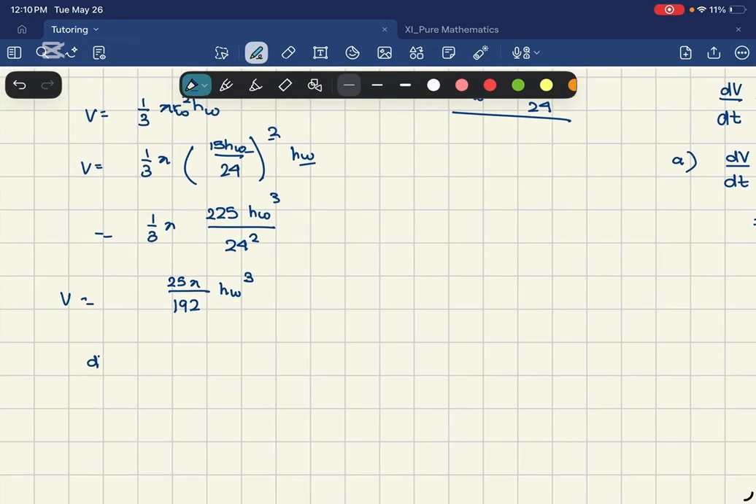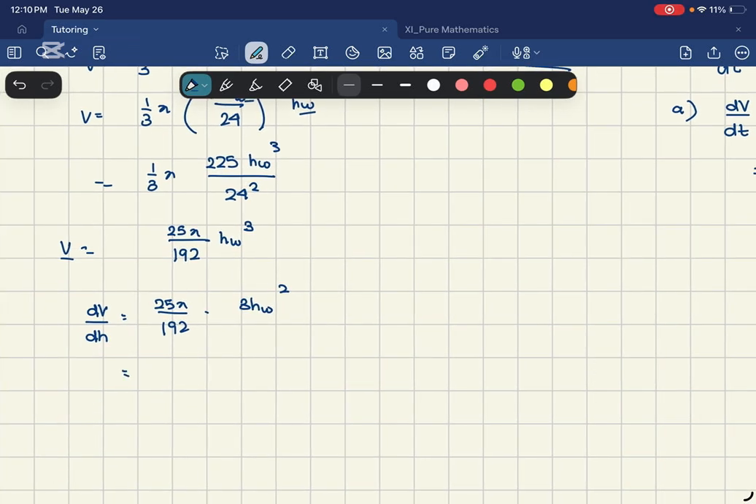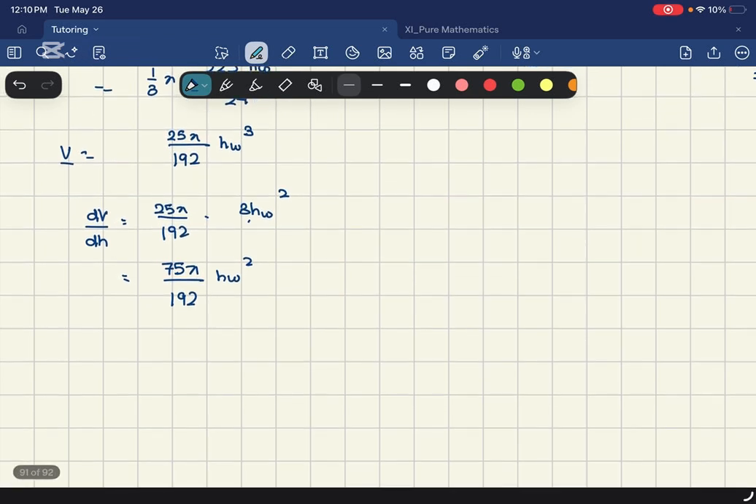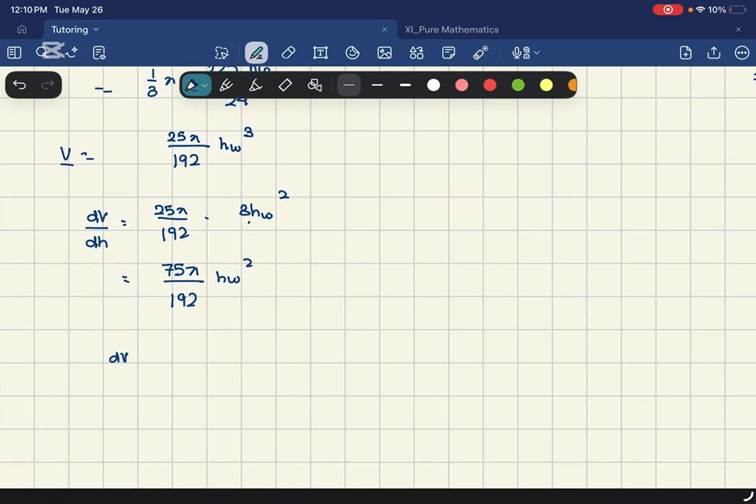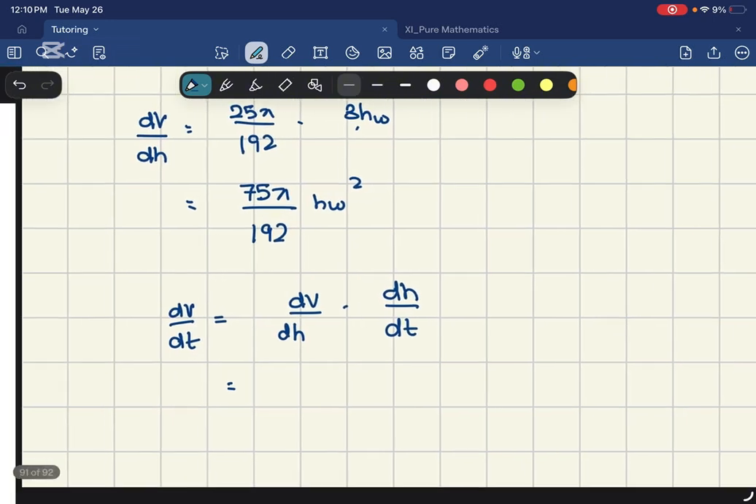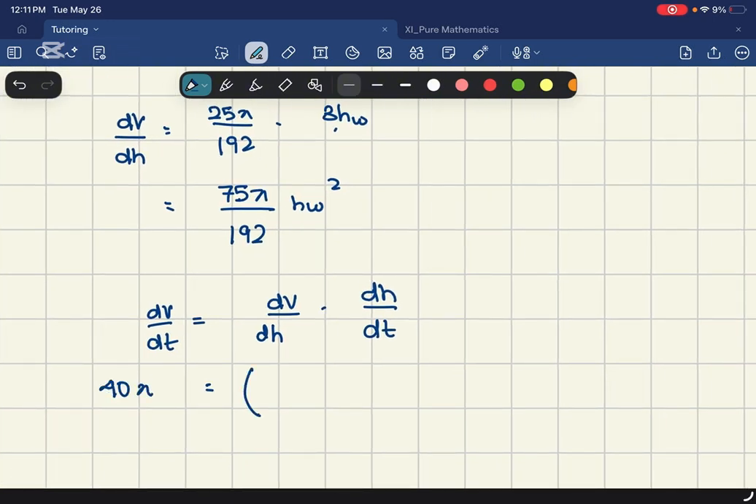All right. So now dV by dH, because V is expressed in terms of H, is going to be 25 pi over 192 times 3 HW squared, right? And that is going to be 75 pi over 192 HW squared. I multiplied by 3. Now, remember, dV by dt, which I know, is going to be dV by dH, which I have calculated, times dH by dt. So now dV by dt, I already know, is 40 pi. I'll forget the units for now.